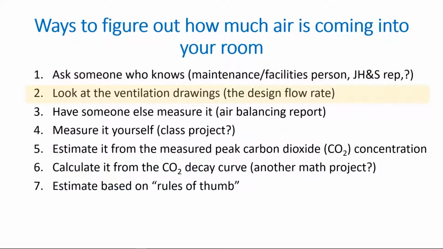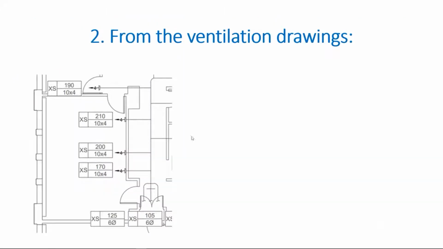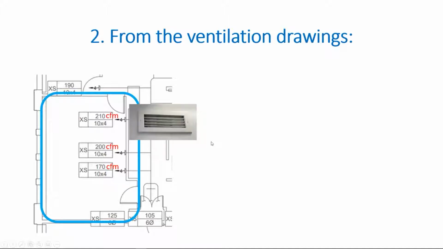The next one is looking at the ventilation drawings. And here's a sample ventilation drawing. And here's the room that we're interested in. It has 3 diffusers in it. And the first number is the cubic feet per minute, the amount of air. And it's coming in through registers like these. And they're 10 inches by 4 inches. And that's what the 10 by 4 number is. And if I add these 3 together, I know that the room is getting 580 CFM.